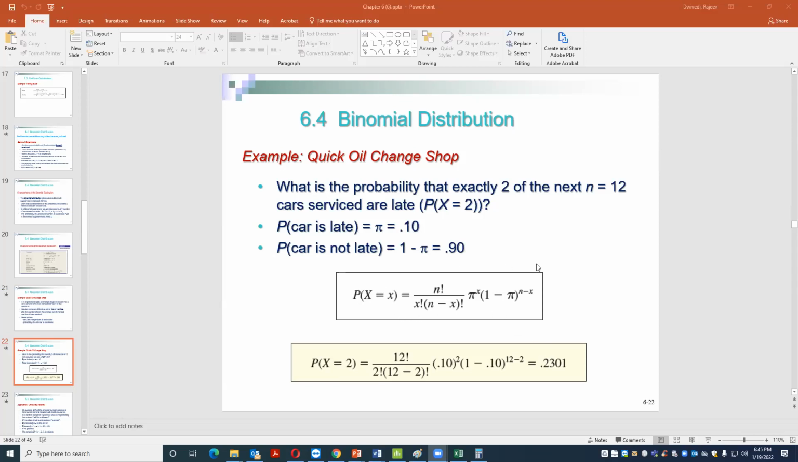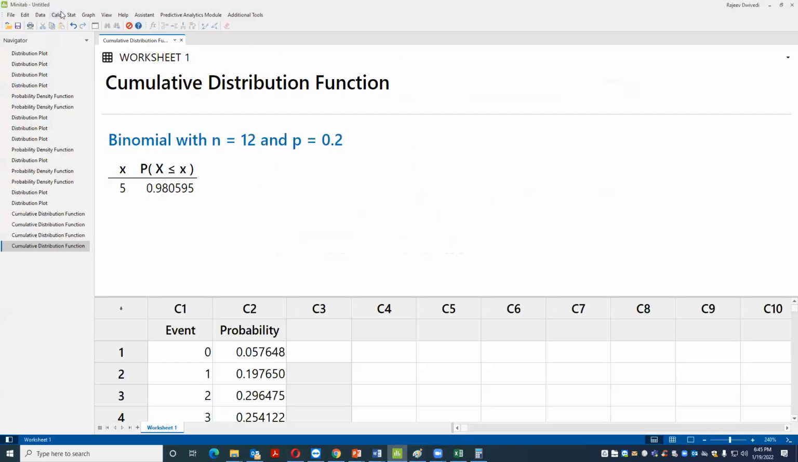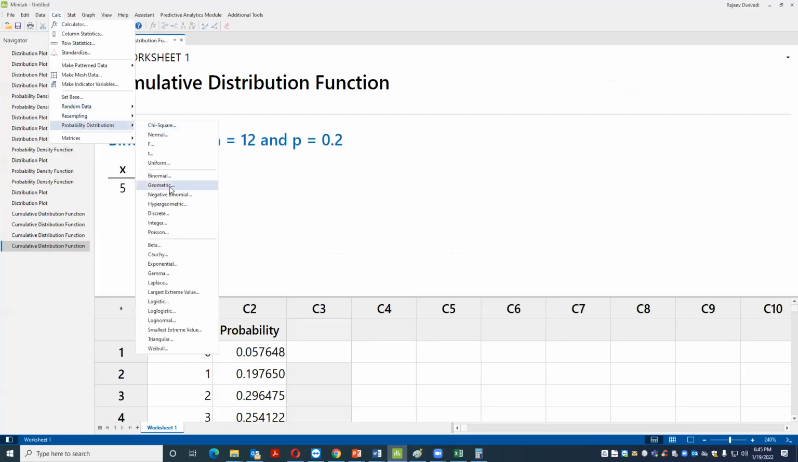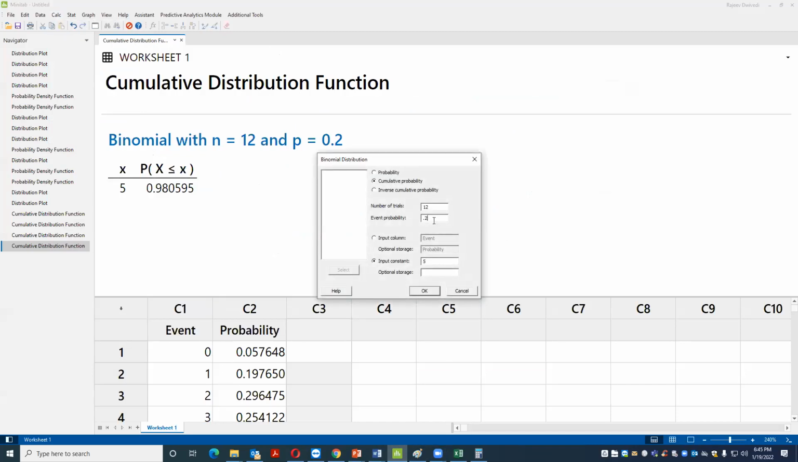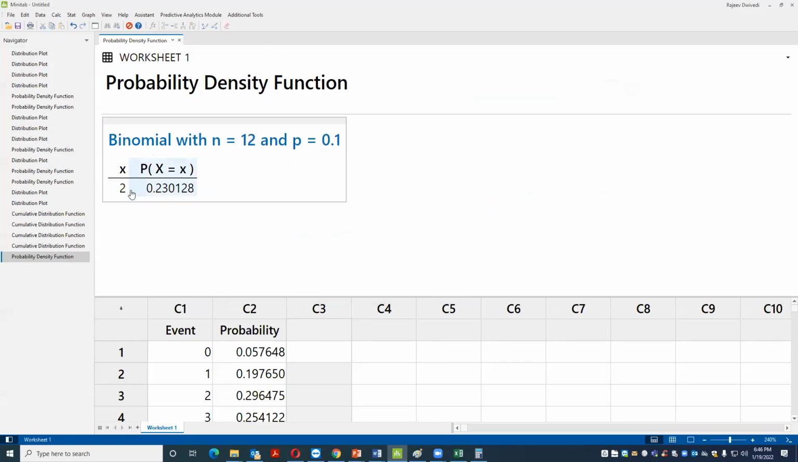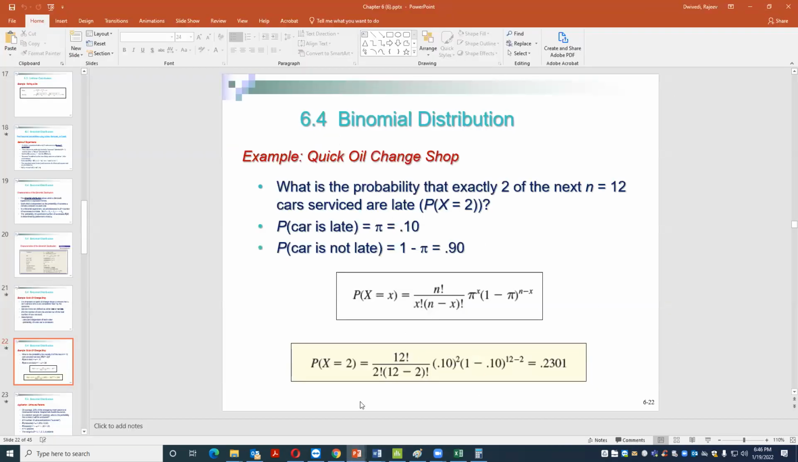So for example, if somebody is doing this problem, here pi is 10, exactly 2, and n is 12. So how can we do it? I'm just going to show you. Calculate, probability distribution, binomial. Number of trials is 10, and we need exactly 2, and this is asking for the probability distribution. So you can see the answer, 23%, directly right here, instead of doing all the calculation.